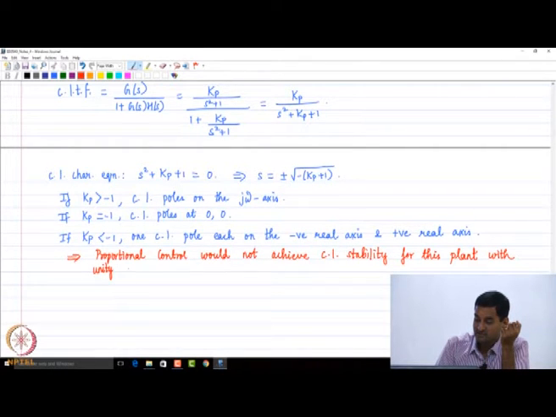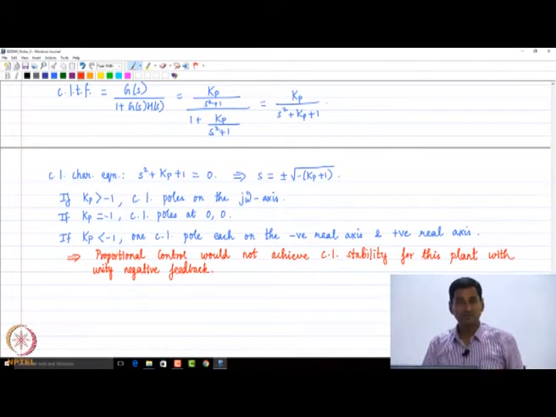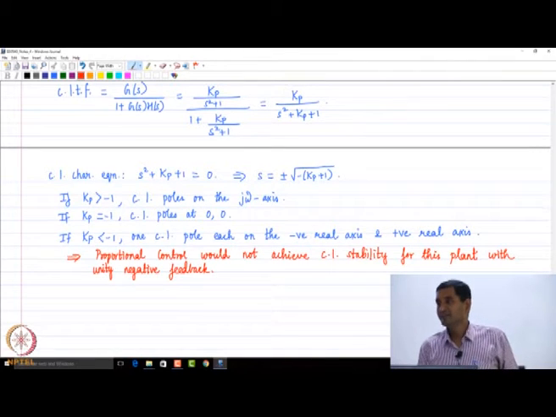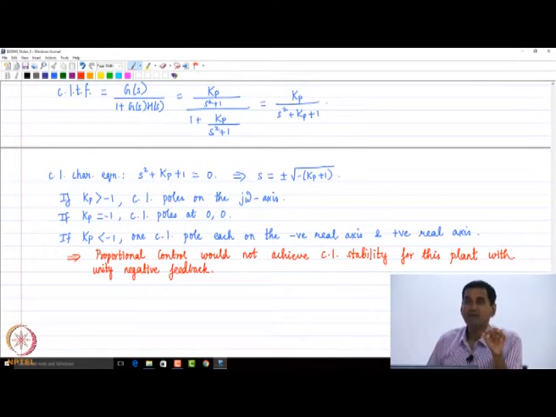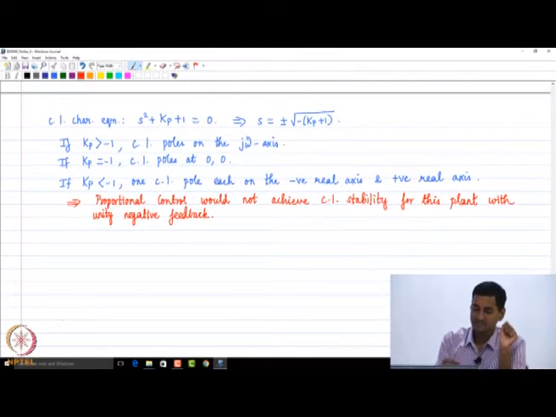Because that's what we have done, right? So okay, I'm writing it once. In future I will just say it doesn't work. That's it, right? But then I want to write very carefully. So for this particular plant, and when we do unity negative feedback, the proportional controller would not stabilize the closed loop system. Okay, that is the conclusion we need to draw from this example.